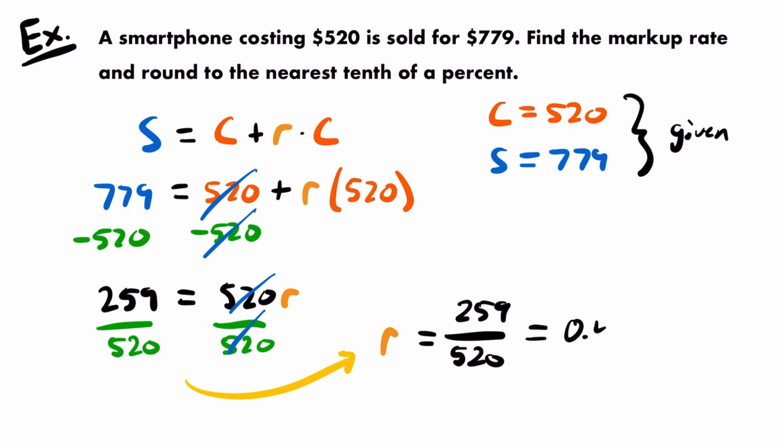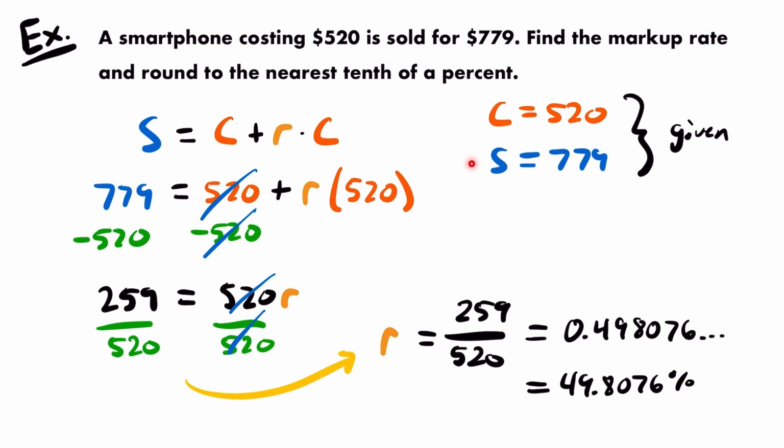You'll get 0.498076 and some more decimals. All right, there are more after that, but that's where I'm going to stop writing them. And here's where you want to pay attention, because the problem says to find the markup rate and round to the nearest tenth of a percent. All right, so before we do any rounding, let's rewrite this decimal as a percentage. You can do that pretty quickly by either multiplying by 100 or just simply moving the decimal place 2 places to the right. And the percentage would be 49.8076%. But now we want to round that to the nearest tenth.